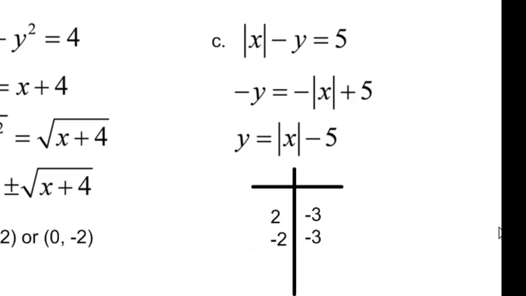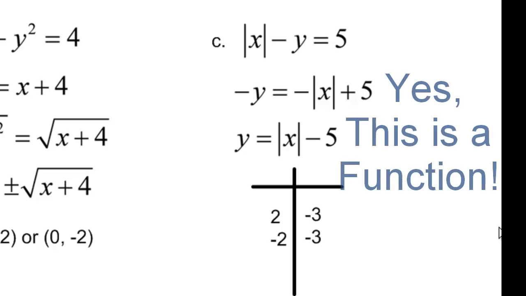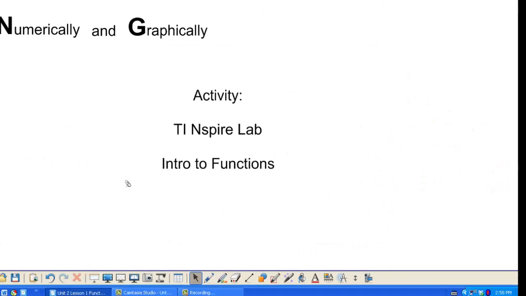If I put in negative 2, its absolute value is positive 2, and the output is negative 3. So again, it's okay by the characteristics of functions for 2 and negative 2 to share the output negative 3. It just would not be okay if the number 2 had 2 outputs. So C is a function.